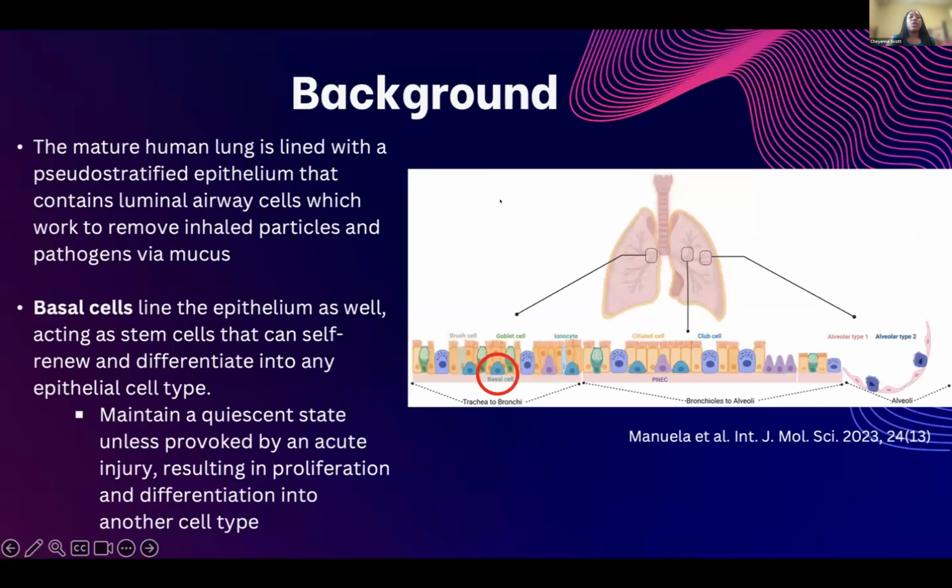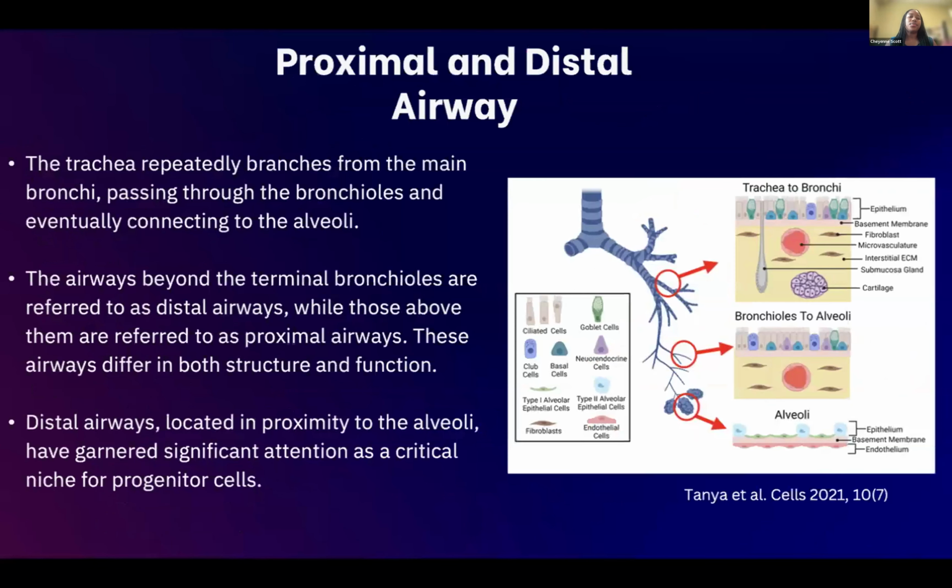Okay. So the mature human lung is lined with what we call a pseudostratified epithelium, and it's made up of a bunch of different cells. It contains luminal airway cells, which work to remove various inhaled particles via mucus. As we can see here, there's a bunch of different types of cells, but we're focusing on the basal cell. The basal cells line the epithelium, and they act as a stem cell. In order to maintain homeostasis, they can self-regenerate, and they can also differentiate into various different cell types as a result of some sort of acute injury or a sickness.